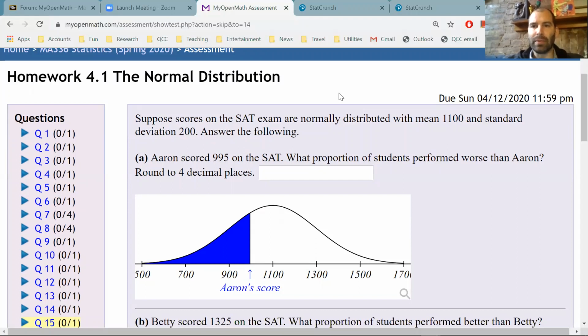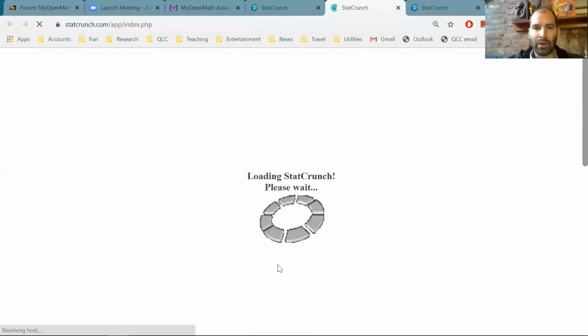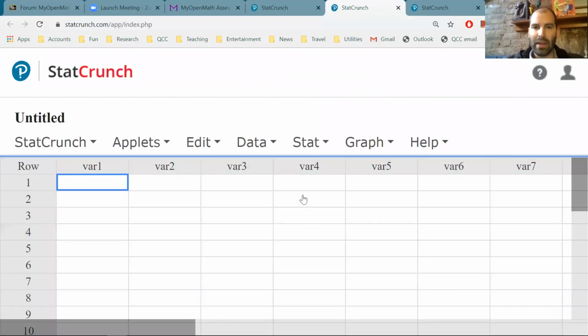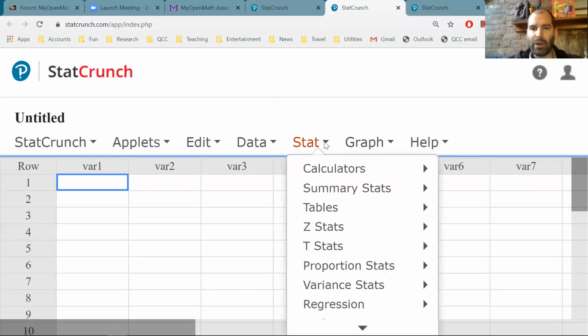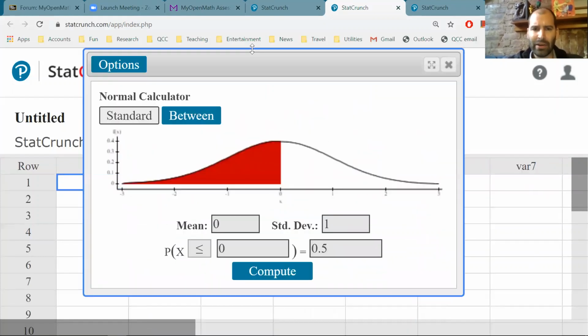What I'm going to do is go over to StatCrunch and open it, and I am going to get to this data matrix screen, and we're going to access the normal distribution calculator. So for that, we go to Stat, Calculators, and there's all kinds of distributions here, but we were told this is a normal distribution, so I'm going to choose normal from the list. And here it shows a picture of a normal distribution.